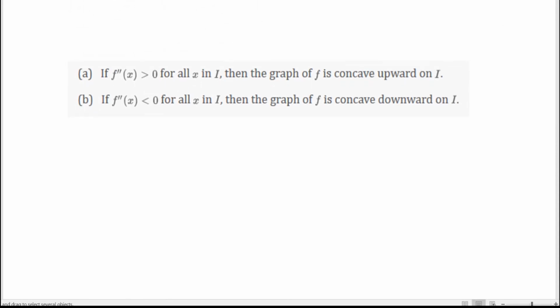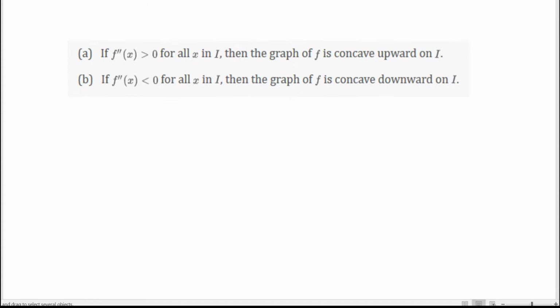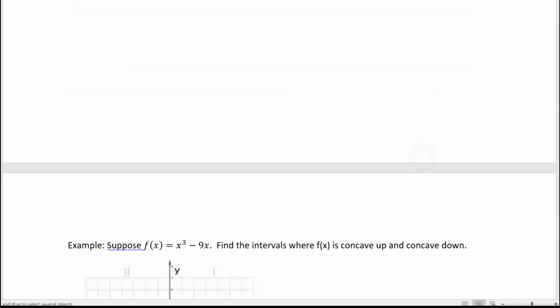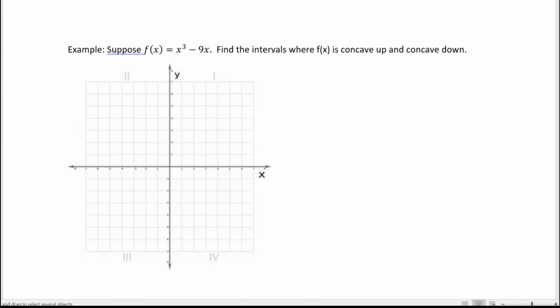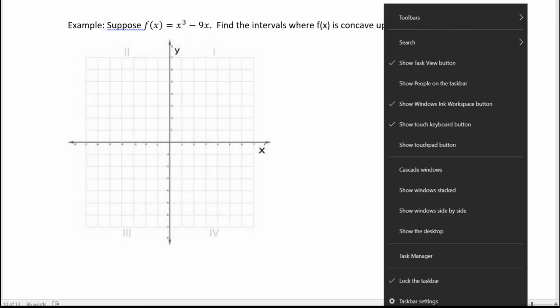All right, so the second derivative tells us that if the second derivative is greater than 0, it's concave up. If the second derivative is less than 0, it is concave down. So greater than 0, concave up. Less than 0, concave down. So let's look at an example real quick. Say we need to figure out what we've got going on here. If we're thinking about it being concave up, we need the second derivative, right?